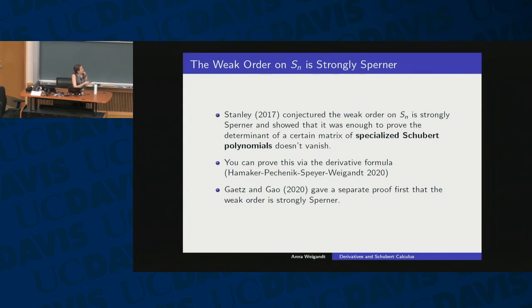I should also mention that Gaetz and Gao proved that the weak order is strongly Sperner. They gave a separate proof, but didn't address this determinant question, they didn't look into the determinant.